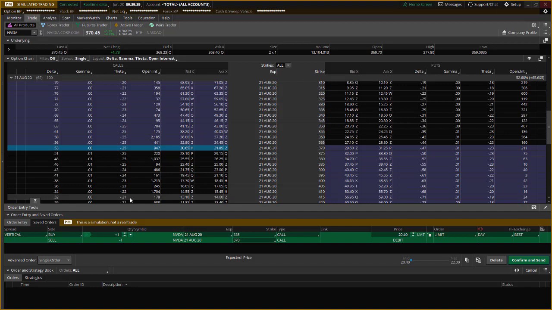This is a debit spread, Yuri. This is not a credit spread. This is a debit spread. You don't want to confuse the two. They are two completely different animals with two completely different sets of rules.